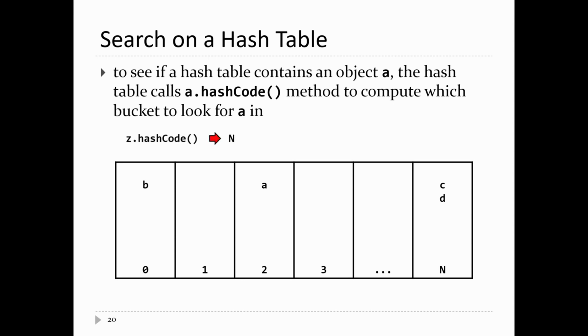Now what about Z? Is Z in the hash table? So the hash table takes your object Z, calls hashCode on it, gets an integer value, and converts that, in this case, to n. So now it goes into bucket n. It sees that there are 2 elements in the bucket, so now it calls equals on each element in the bucket. So Z equals C, that's false. Is Z equal to D? Well, that's also false. Are there any more elements in the bucket? No. So object Z is not in the hash table.